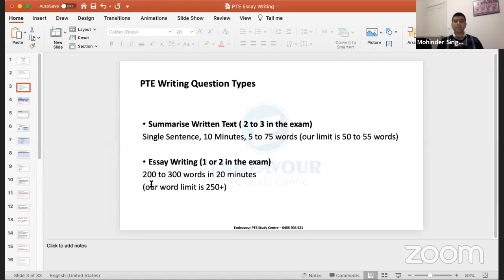Now in write essay, you're required to write an essay in 20 minutes and between 200 to 300 words. My ideal word limit is somewhere close to 250. Any essay containing 250 words, if it is proofread and flawless, is good enough for your maximum marks.